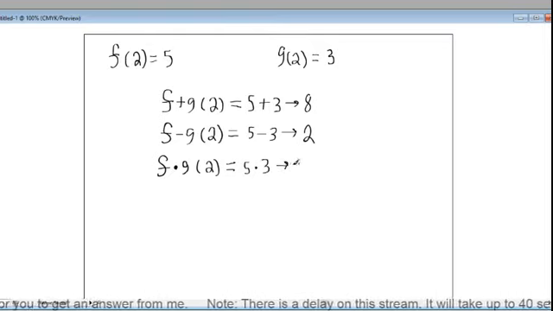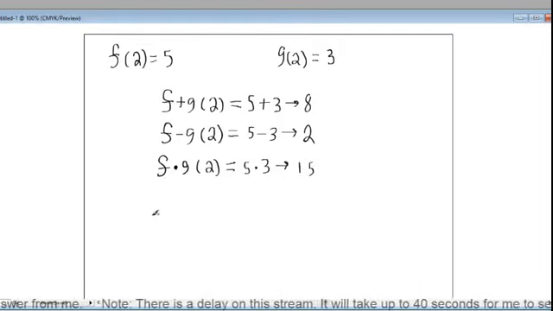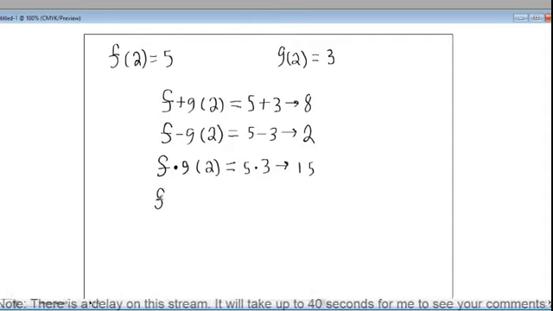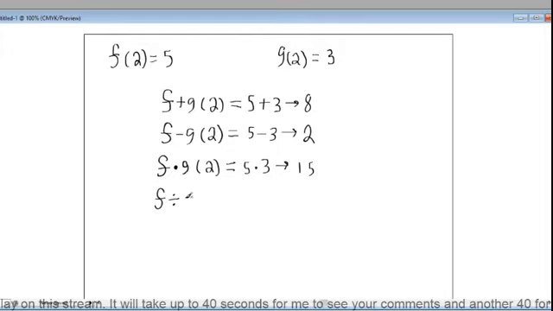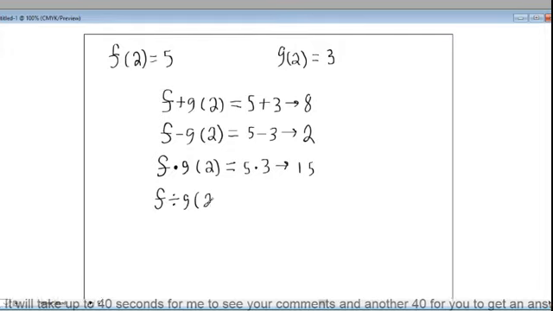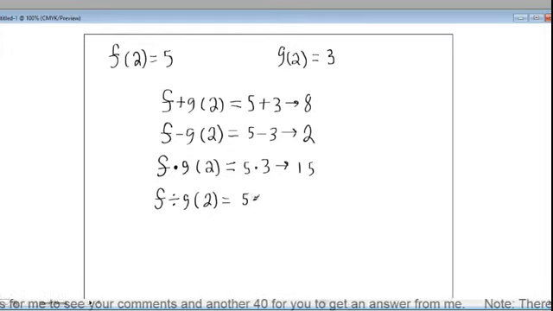So 5 times 3, that's 15. And division is the last one we can do here. f divided by g of 2 would be 5 divided by 3. And 5 over 3 is just 5 over 3.